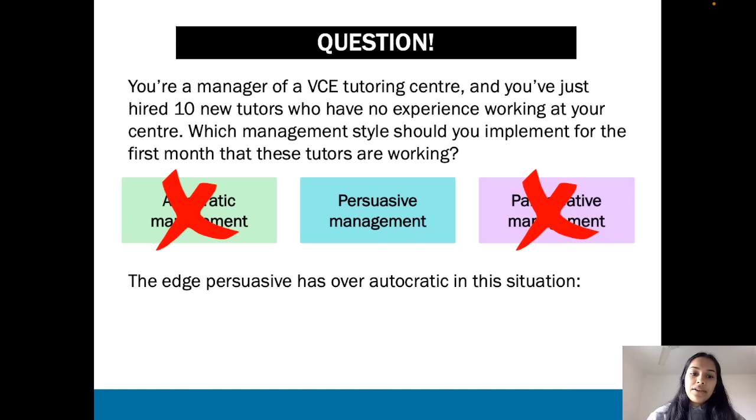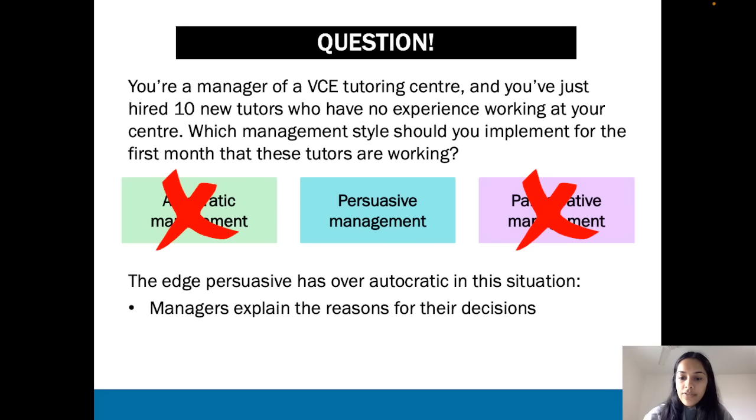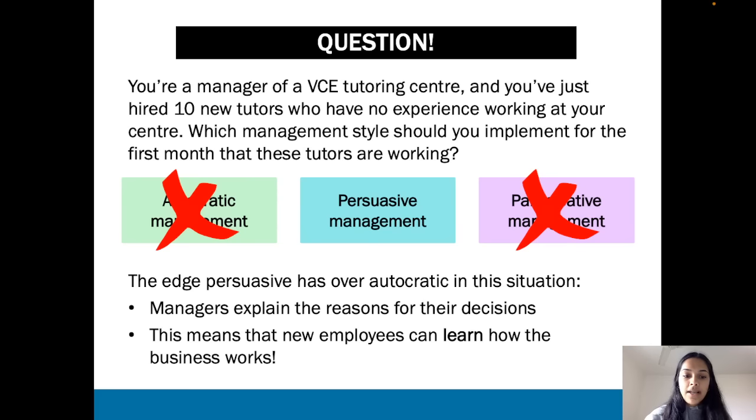Autocratic, you wouldn't use autocratic. The edge persuasive has over autocratic in this situation is because managers are able to explain the reasons for their decisions, and that means that the new employees can learn how the business works.